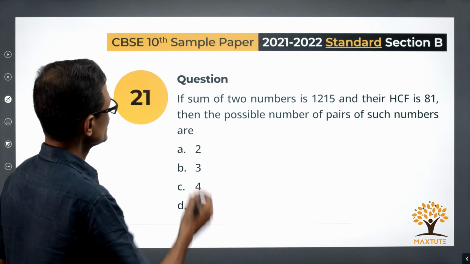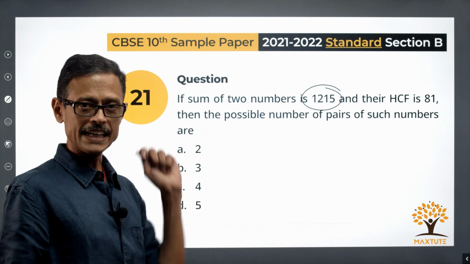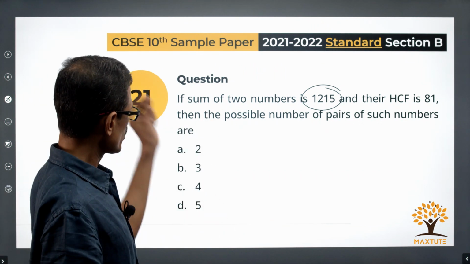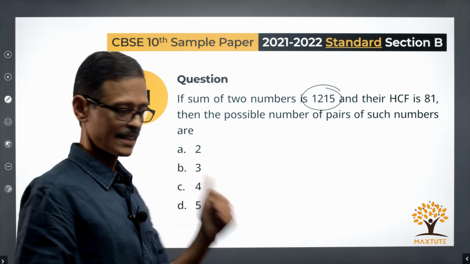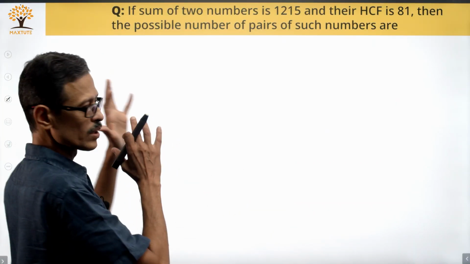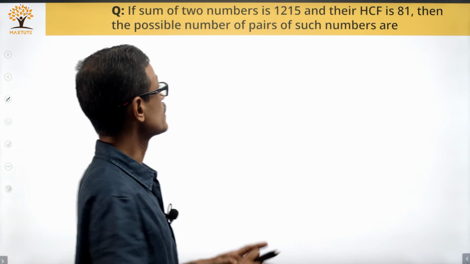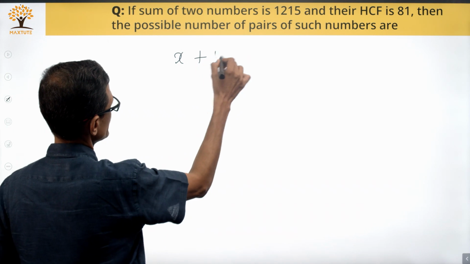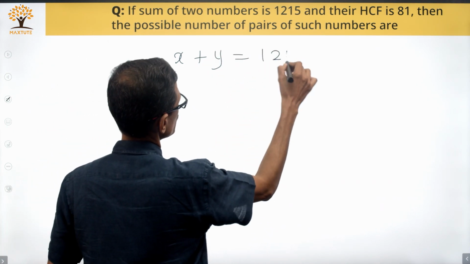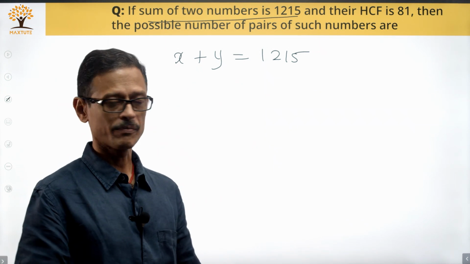Let's get going. The sum of 2 numbers is 1215 and their HCF is 81. Then the possible number of pairs of such numbers is what this question is asking. Let's build this question slowly, one step at a time. The sum of 2 numbers is equal to 1215. Let's say those 2 numbers are x and y. So x plus y is equal to 1215. This part we have converted into an equation.